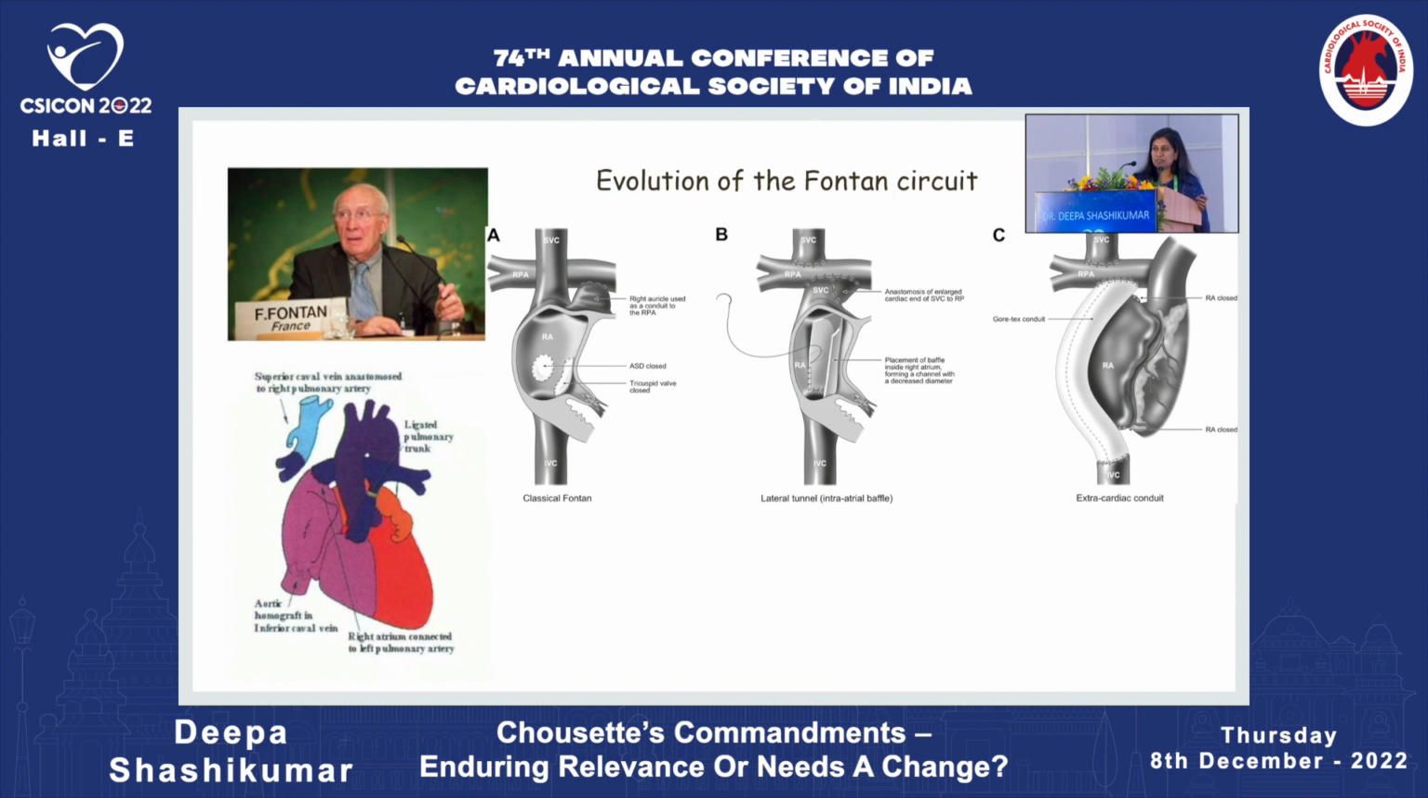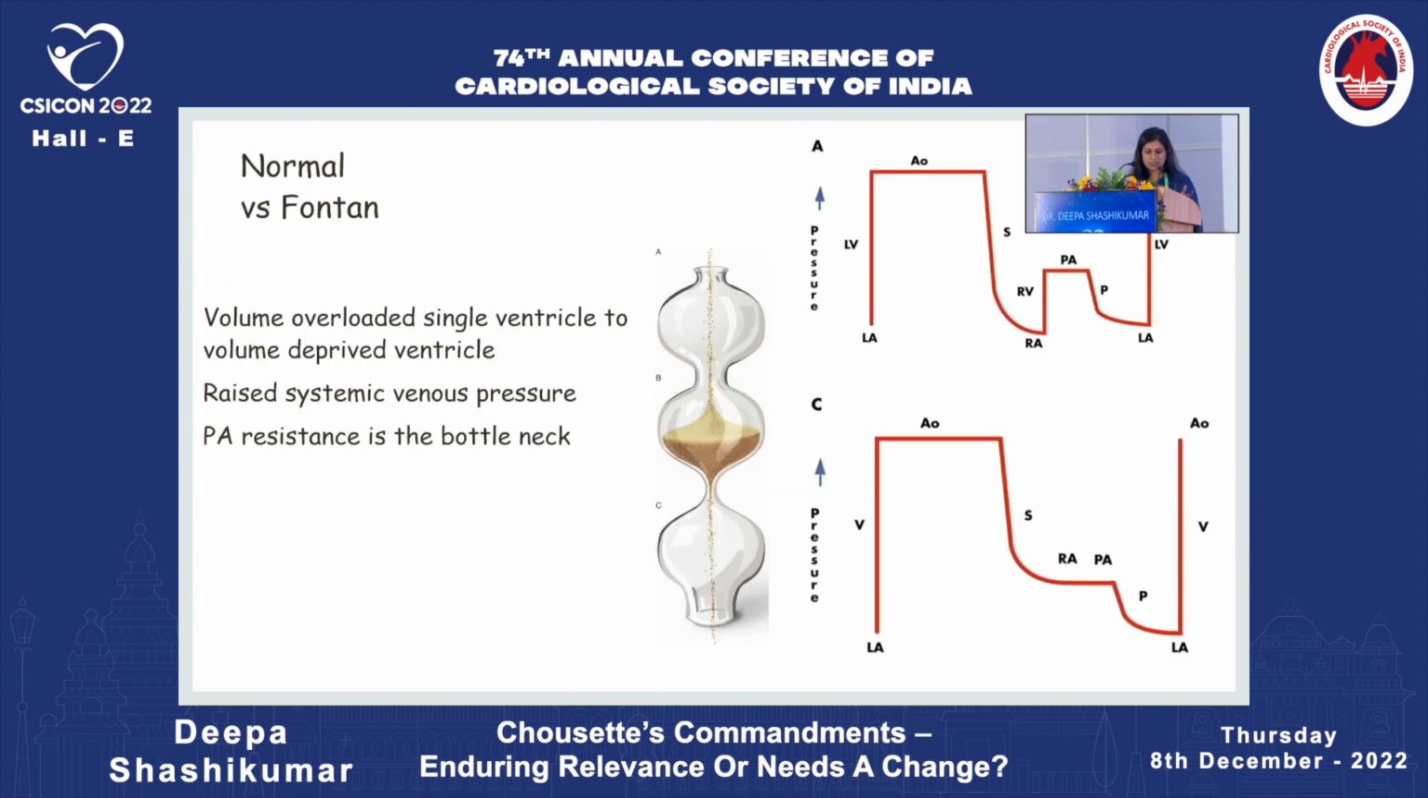So this was how the Fontan circuit initially looked when Fontan started doing it in 1971. As you can see in the lower figure, the superior vena cava was anastomosed to the pulmonary artery as a classical Glenn, and then the IVC was connected to the left pulmonary artery through an aortic homograft. Subsequently, it has undergone a lot of evolution, through a classical Fontan where the right atrial appendage is anastomosed to the pulmonary artery, to the lateral tunnel Fontan, to the extracardiac Fontan.